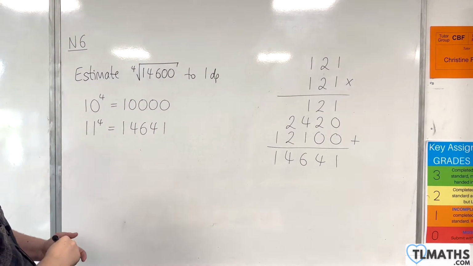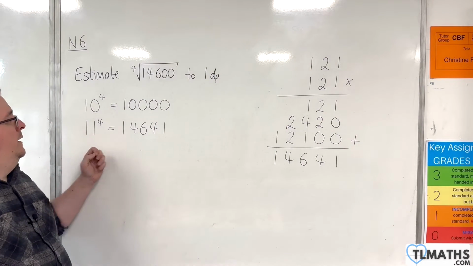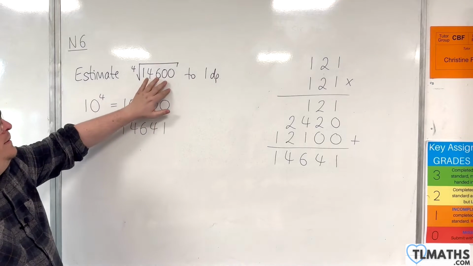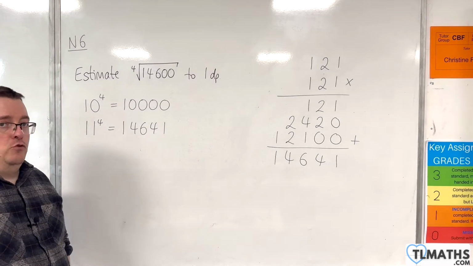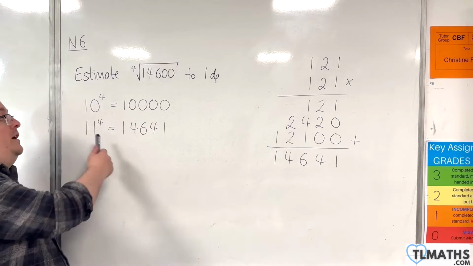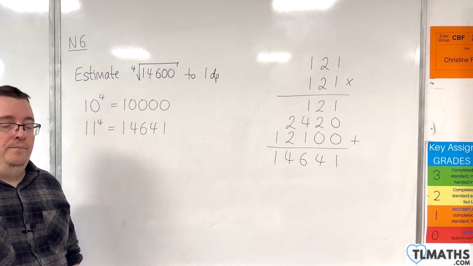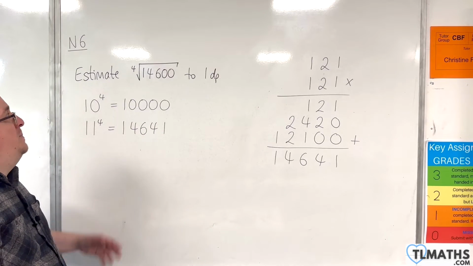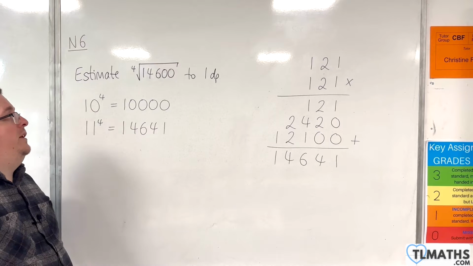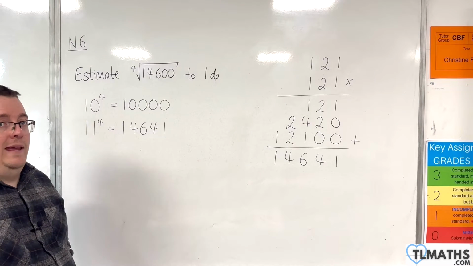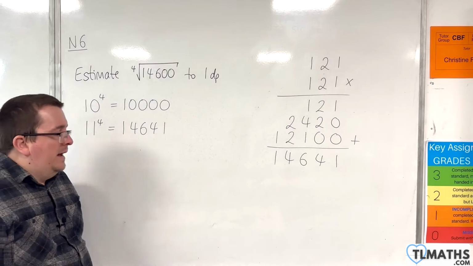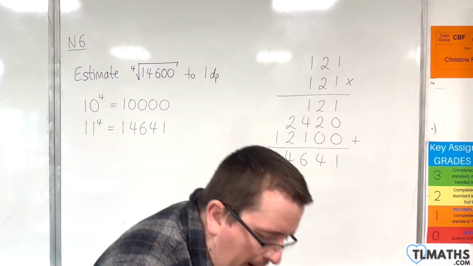So actually, 11 to the 4 is only 41 higher than 14,600. So that means the answer is very close to 11. So if you were just being asked to estimate the fourth root of 14,600, it's approximately equal to 11. Okay? And that's where we would stop.